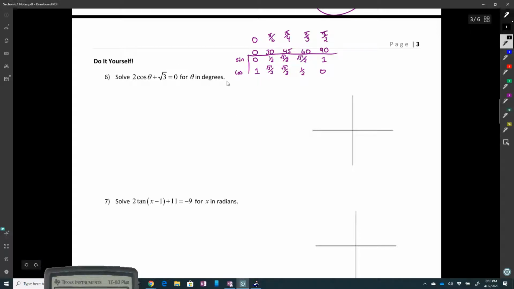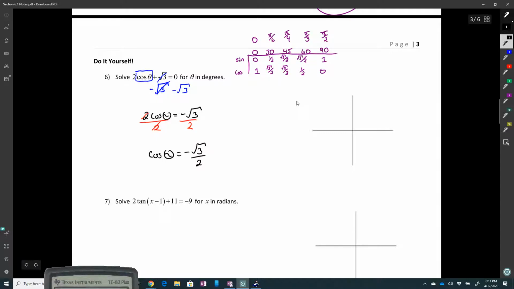The first one says solve 2 cosine theta plus square root of 3 equals 0 in degrees. So our first step is we're going to get this cosine of theta by itself. I do that by subtracting square root of 3, and I have 2 cosine theta equals negative square root of 3, divided by 2. And so cosine theta equals negative square root of 3 over 2.